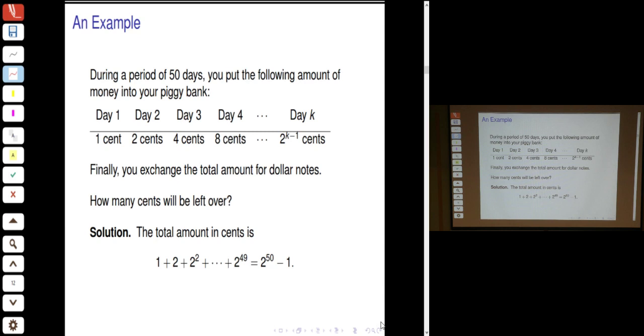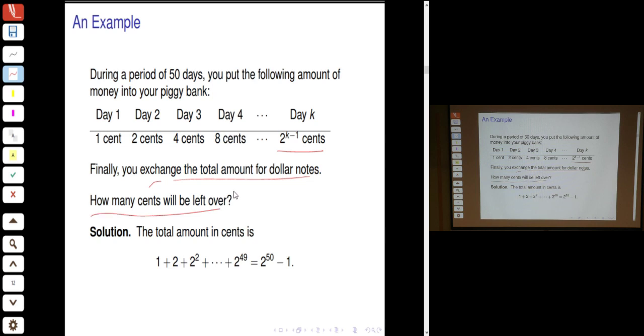Here is another example. So, during a period of 50 days, you put the following amounts of money into your piggy bank. So, day 1 you put 1 cent, day 2 2 cents, day 3 4 cents, day 4 8 cents, etc. So, on the kth day you put 2 to the power of k minus 1 cents. Finally, you exchange the total amount for dollar notes. So, how many cents will be left over?